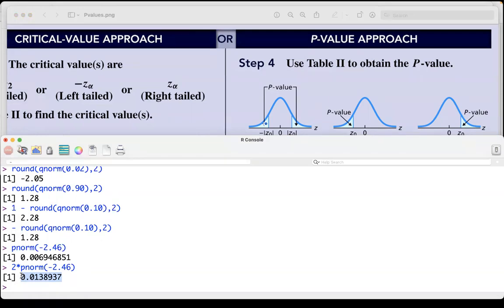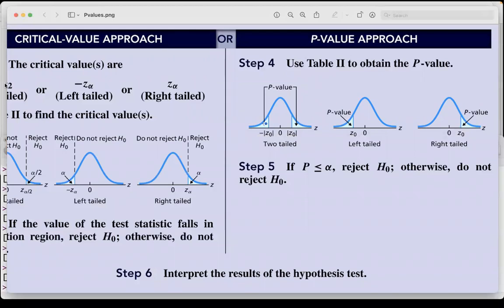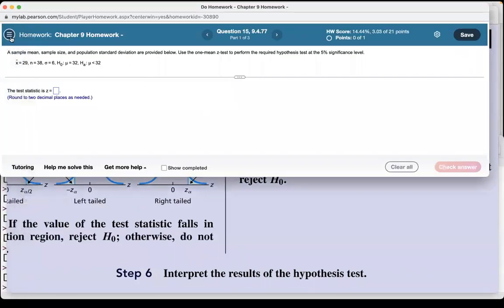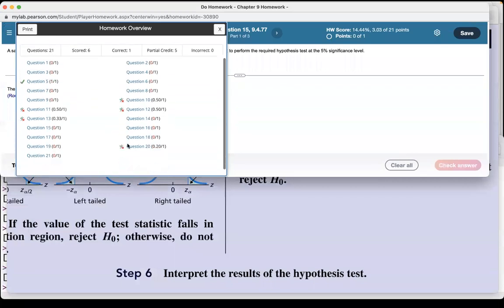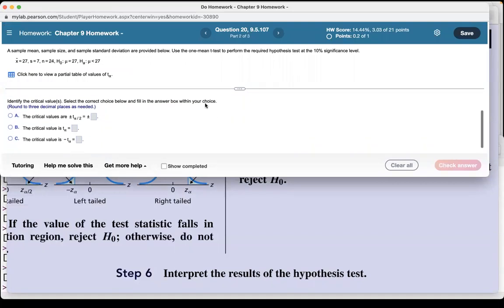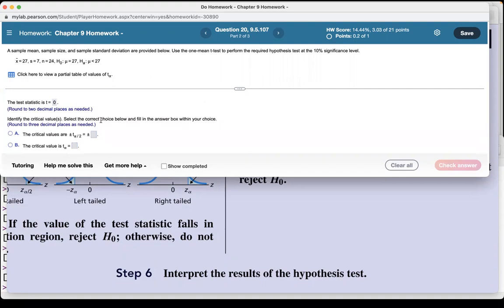So you use Q norm to find critical values. You use P norm to find p-values. Okay, so I hope that that's clear enough there. So what I want to do next is talk about using R to solve some problems in regards to the test statistic, the t-test. And so here, this is going to take a critical value approach.